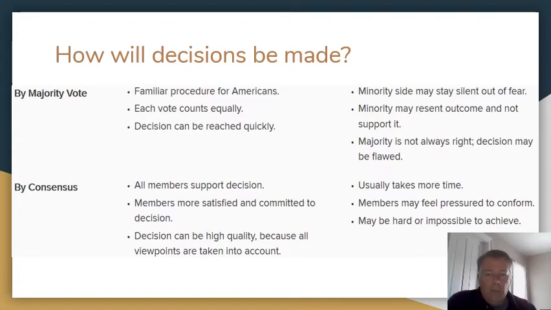Or a more difficult and less achievable way is consensus, where it's unanimous, everybody supports it. If that happens, then everybody's bought into it, so everybody's going to be engaged and invested in the project and the decision. However, that can be very difficult, even with a group as small as 4 or 5 or 6, to get everybody to agree completely.